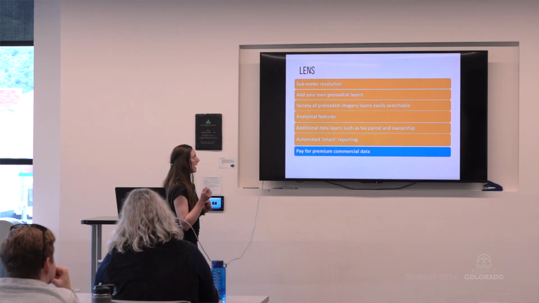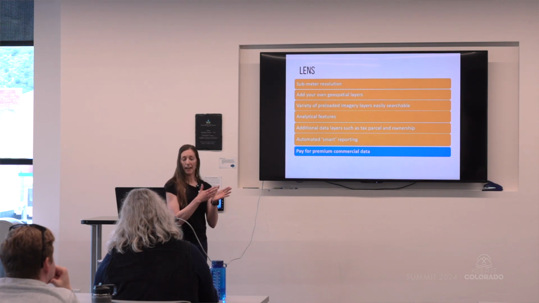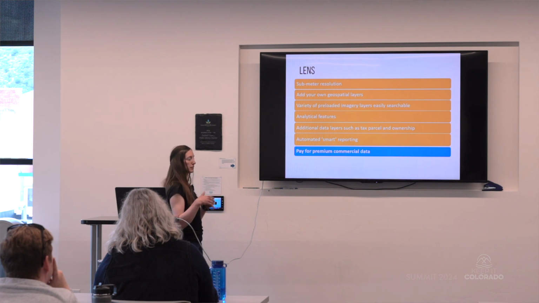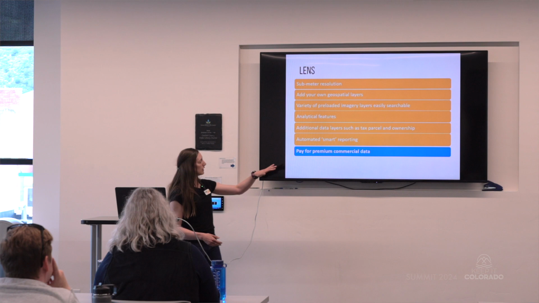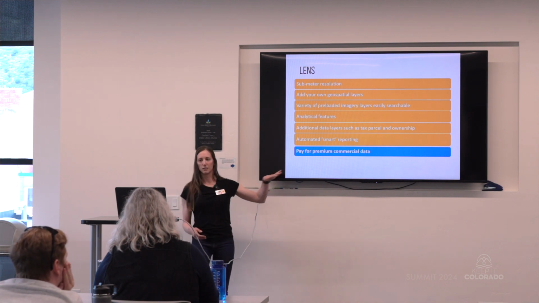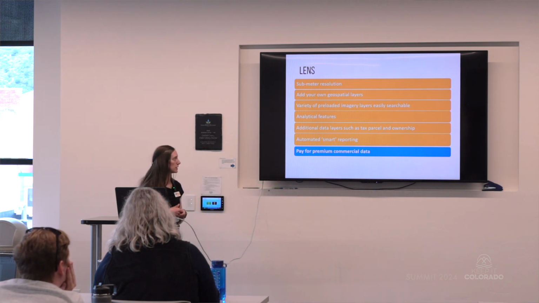So if you have half-meter resolution, you should be able to look at that and see anything that is half-meter in size. If you have 10-meter resolution, you're looking at anything that is 10-meter in size. Of course, that does come with cost, so we do have to pay for the sub-meter resolution. Other neat features about Lens are you can add your own geospatial layers.